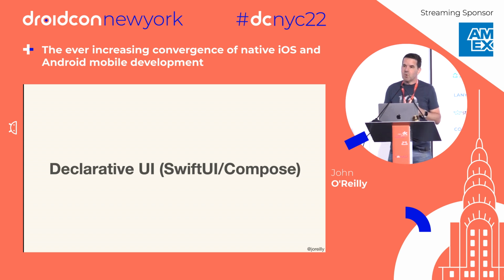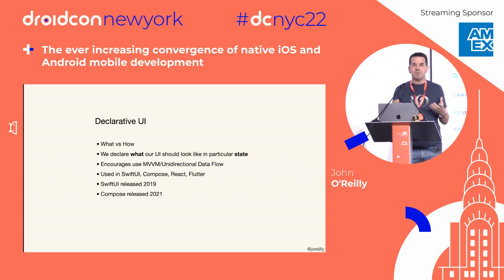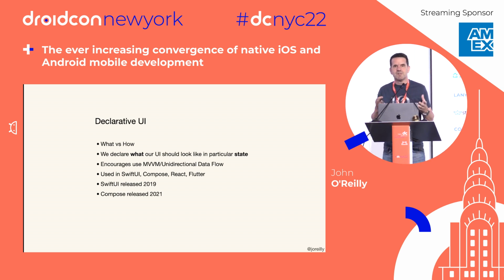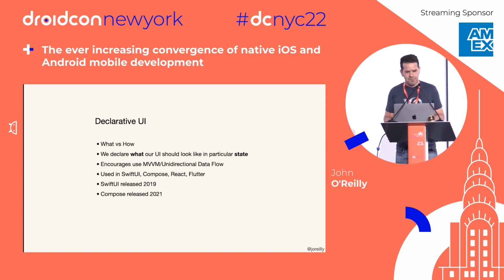Okay, we're getting to what I think are the more impactful similarities we have today. Firstly, the use of declarative UI frameworks on both platforms, SwiftUI on iOS and Compose on Android. Most folks here are probably somewhat familiar with Compose, but just to level set somewhat. So a common way of explaining declarative UI is in terms of the what versus the how. With declarative UI, we declare what our UI should look like in a particular state. And state is very important in that context. Any changes in state cause the appropriate parts of our UI to be re-rendered or recomposed.